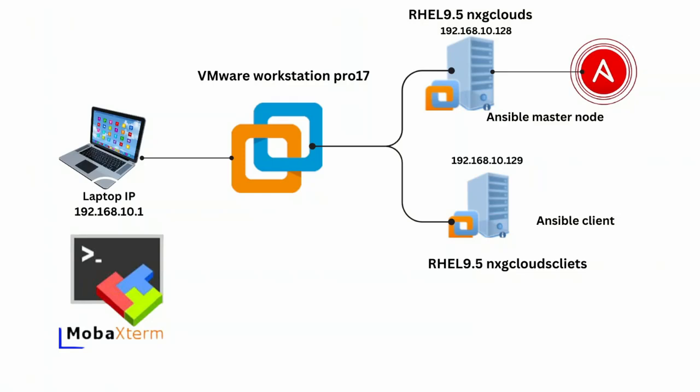192.168.10.1, Ansible server 192.168.10.128, client system 192.168.10.129. With this setup, we're ready to build an Ansible client-server architecture for future tutorials.